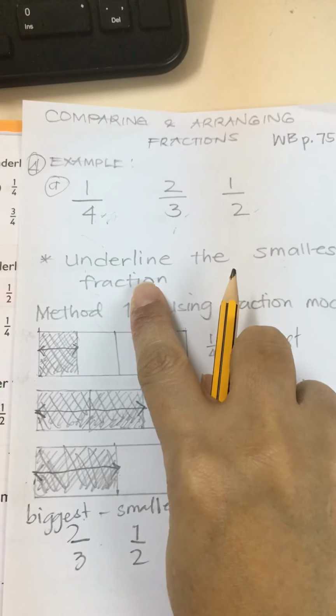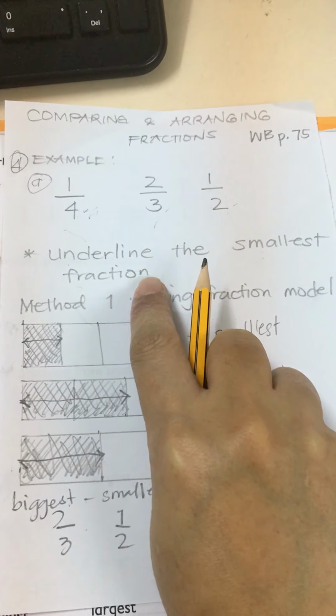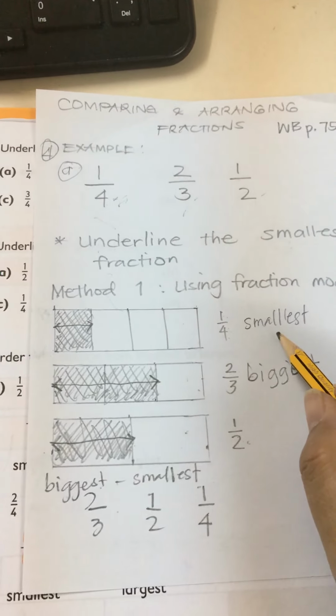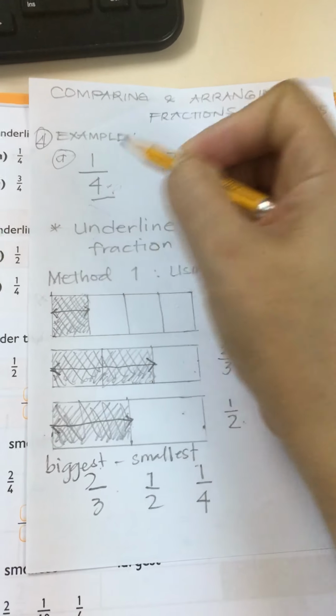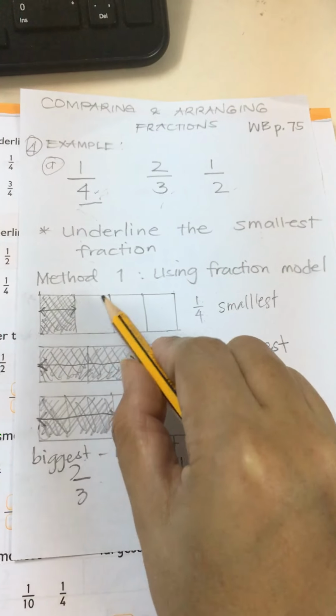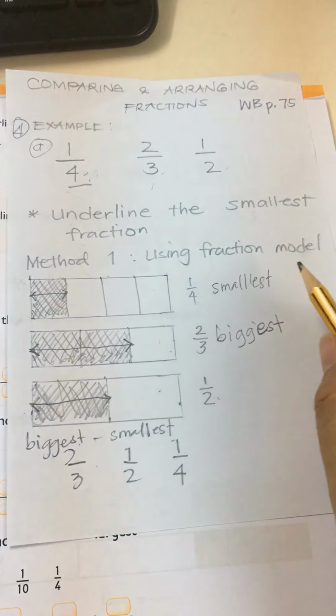Now, since the question in number 4 is to underline the smallest fraction, and 1/4 is the smallest, you are going to underline the 1/4. So that is the first method, using the fraction model.